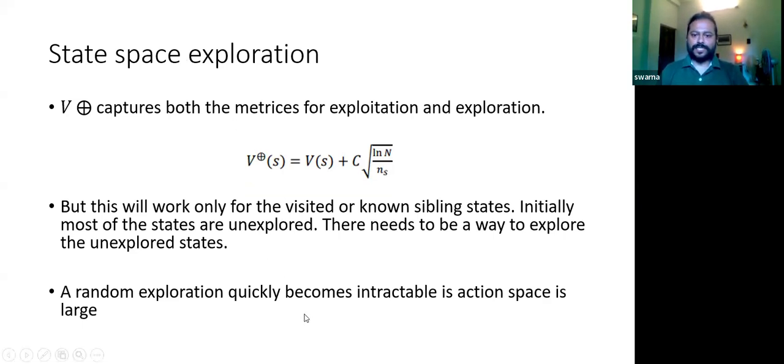So state space exploration, I've already explained. This V plus captures both the metrics of exploitation and exploration. As I explained, this will work only for the visited nodes or visited states. Whatever states in the graph are known, we can calculate these metrics for them and exploit them. If some states are unexplored, then we don't know anything about them. So there needs to be some way to explore the unexplored states. Simple random exploration, like in MCTS, quickly becomes intractable if the action space is very high.